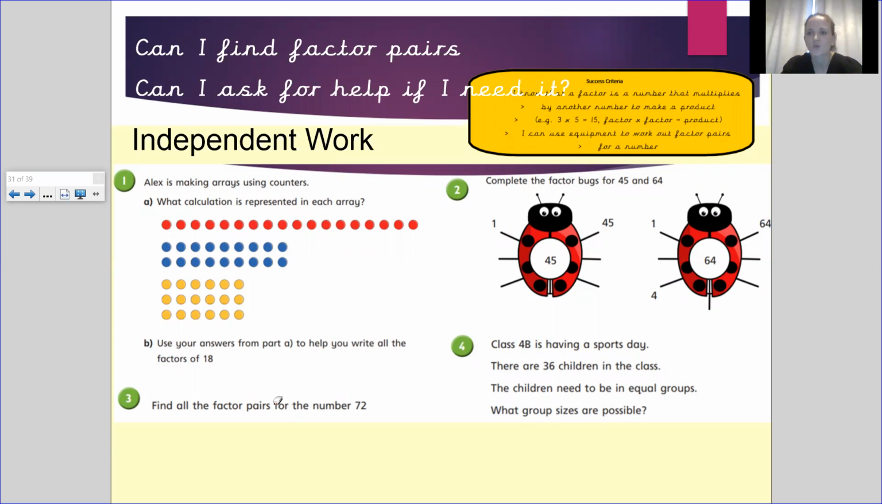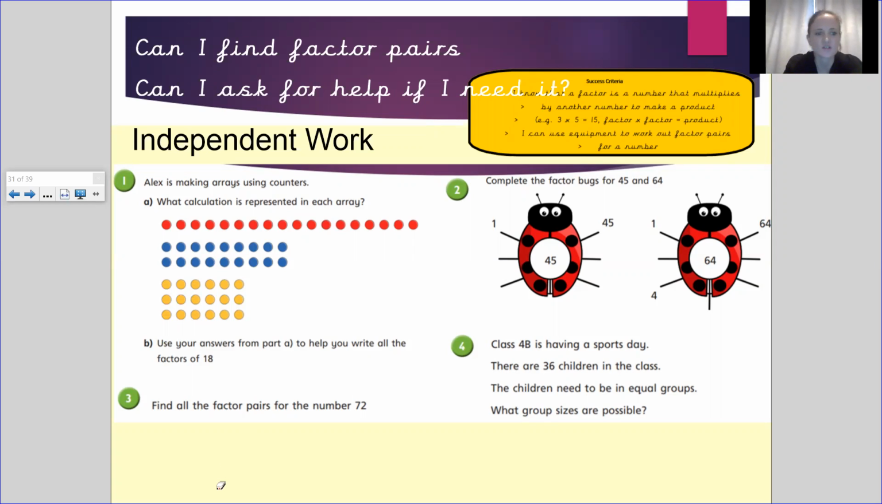So the first one, you would need to count the row of red counters, and then you would see it would be 1 times by something. Then you would have the blue arrays and then the yellow arrays. So each one is going to have 2 factors that give you a product, which is the total amount of counters that you have. So using your answer for part A, help you write down the factors of 18. And I would like you to write them as factor pairs. So it would be 1 times by something.